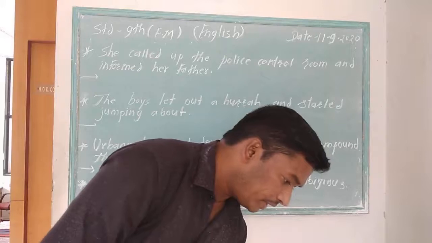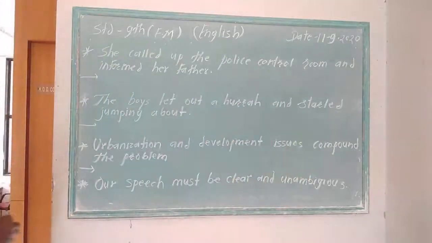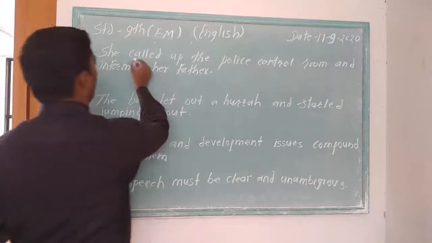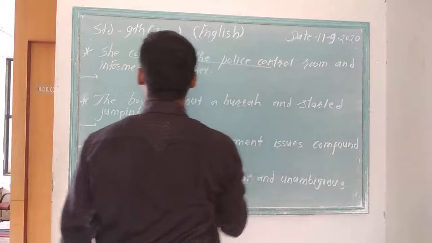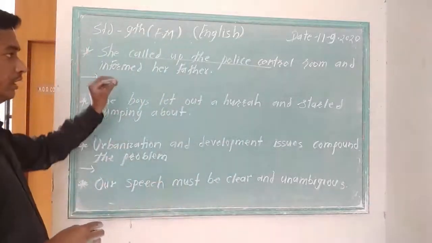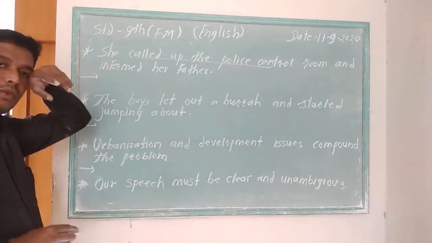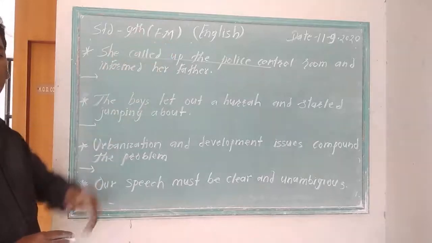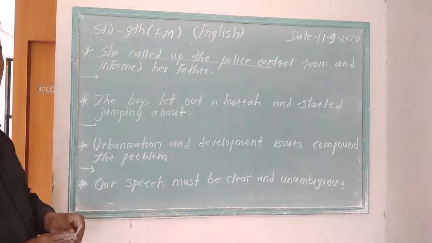I have written some examples. Look: she called up the police control room and informed her father. In this sentence, there are two actions, joined with "and". We have to join those actions with "not only... but also".